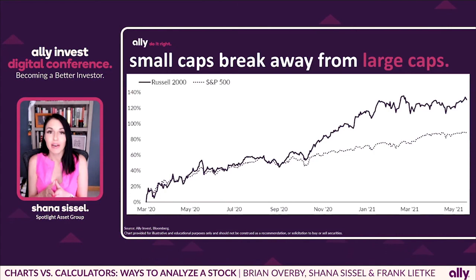And at the same time, the number of companies who didn't have earnings at all had peaked. So those two things in conjunction were fundamental signals that small caps could be ready to break out. And I'll let Brian explain the technical things that supported that as well.